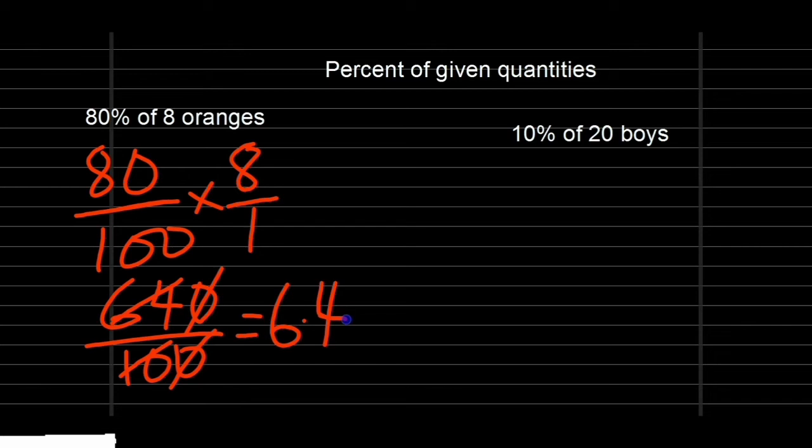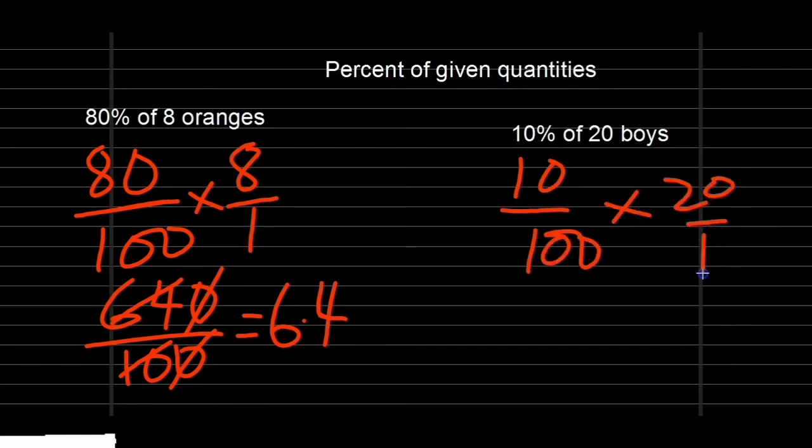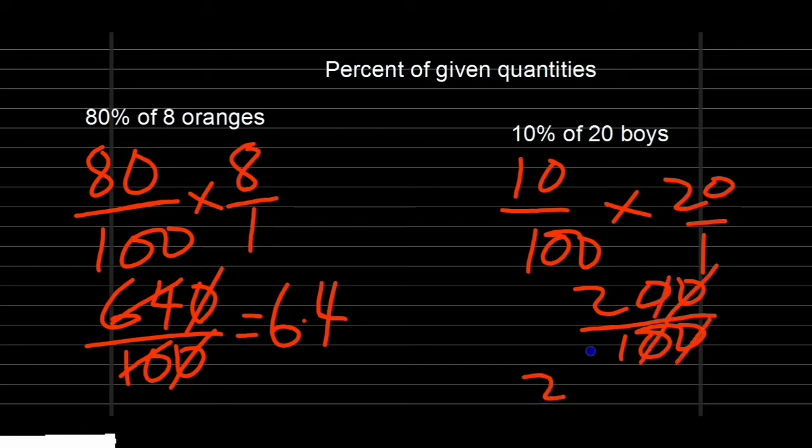Now try the second question. 10% of 20 boys. Try your hand on it. So let's work it. It will be 10 over 100 times 20 over 1. So 10 times 20 will be 200 all over 100. Then we cancel the zeros. So it will be 2 boys. So 10% of 20 boys is 2 boys. I hope you are following.